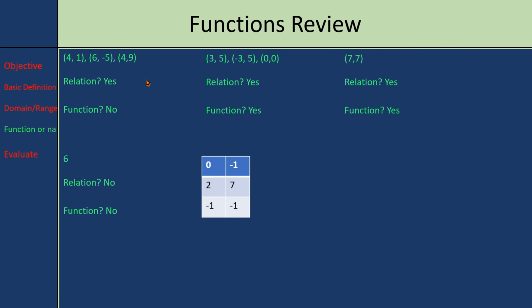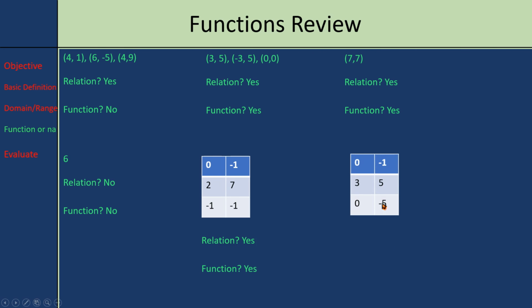Here is the table we had earlier. So these are my x values here, and this 0 gives me this, 2 gives me this, -1 gives me this. So every x only gives you one y, right? Even though these two different x's give you the same y, it doesn't matter. As long as the x's are different, it is a function.